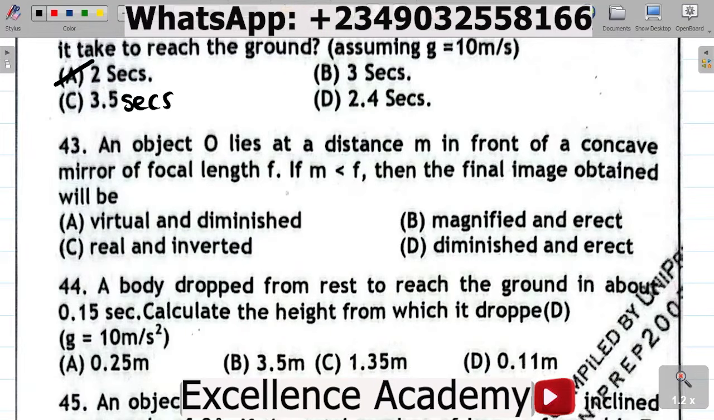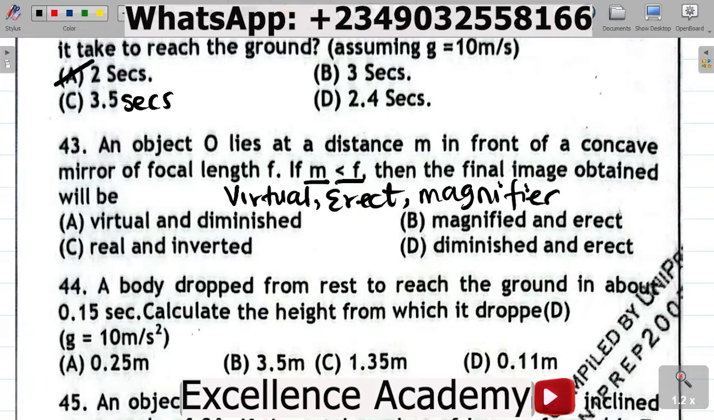Now you want to note that if the object distance m is less than f, what will happen is simple. For this case, the final image obtained will be, number 1, virtual. Number 2, erect. Number 3, magnified. So you have this: it will be virtual, it will be erect, it will be magnified. So which of these options matches all of this?